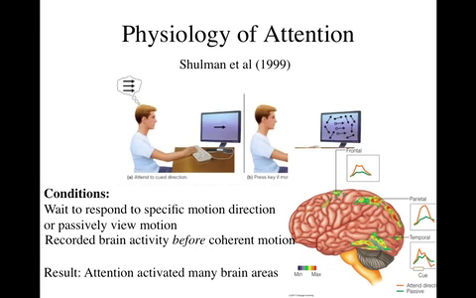Physiology of attention. As we mentioned, there are multiple brain areas, but several that have been identified are the parietal and temporal. Parietal is considered very important, and also frontal. So there are three different brain regions that have strong relationships to attention.